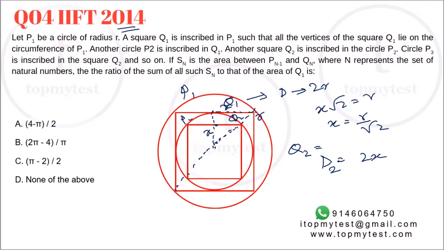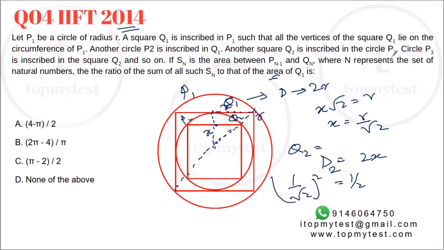We need to look at areas. So areas will drop by a factor of 1 by root 2 square, so it will become half of the previous one. Q2 will be half the area of Q1. Similarly, Q3 will be half the area of Q2, Q4 will be half the area of Q3, and so on. Similarly, P2 will be half the area of P1, P3 will be half the area of P2, and so on.